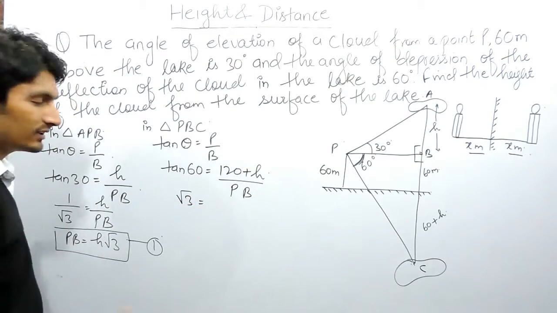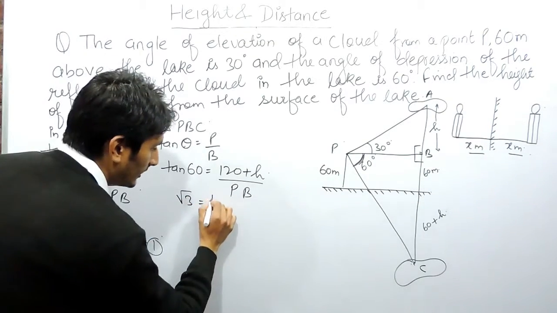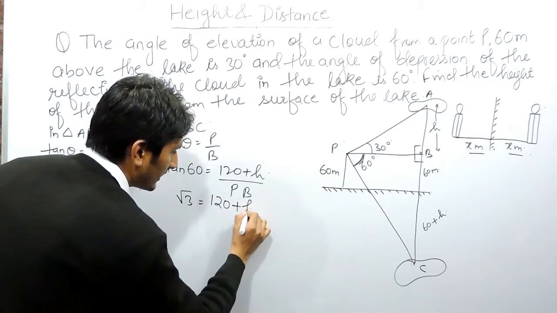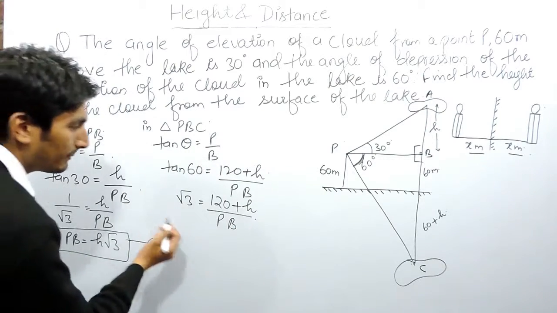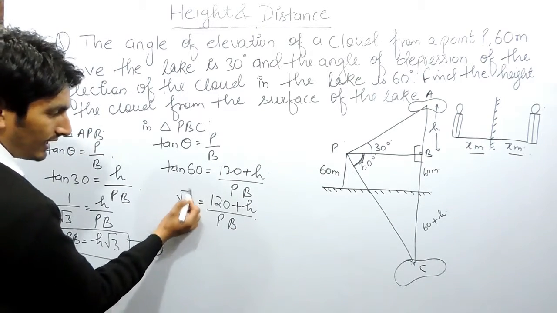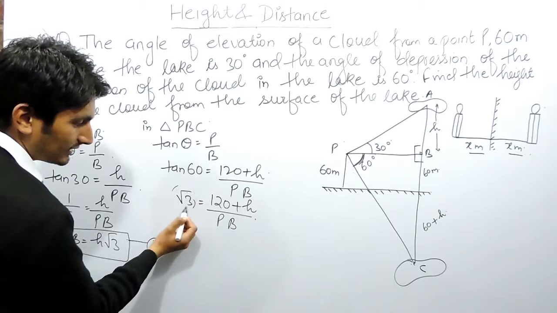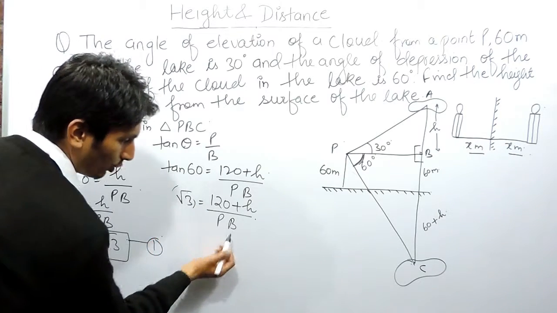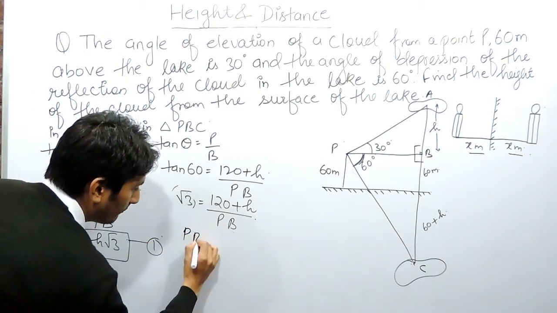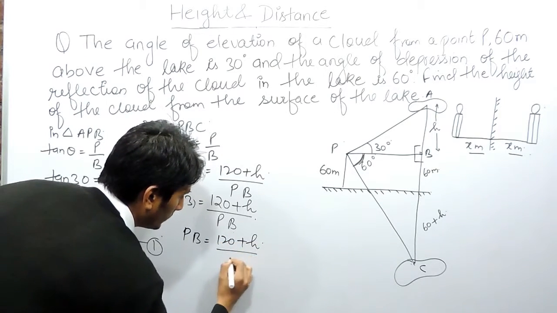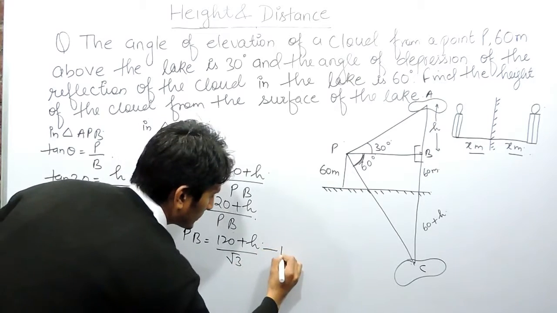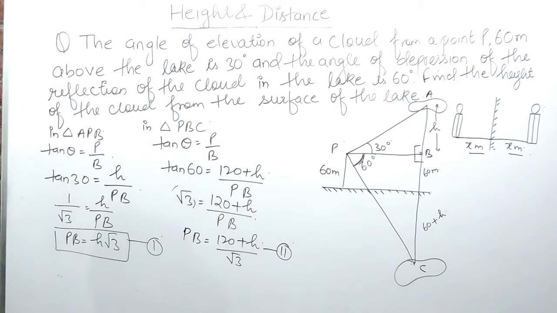Now if I substitute the value of tan 60, that is equal to root 3, this will be equal to 120 plus h upon PB. Now if I cross multiply this, I am placing this root 3 over here. So the value of PB will be equal to 120 plus h upon root 3. So this is our second equation.